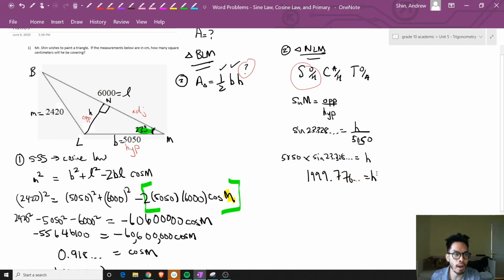And I guess since they have no decimal places in each of their numbers, I'm going to report a final. Oh, we're not done yet. This is not the final step, so ignore everything I just said. Let's go on to step 3 here. We now know the area of the triangle is half times the base of that triangle, which is 6,000, times the height of that triangle, which is 1999.776... So we're going to multiply this number by 6,000 and then divide by 2.